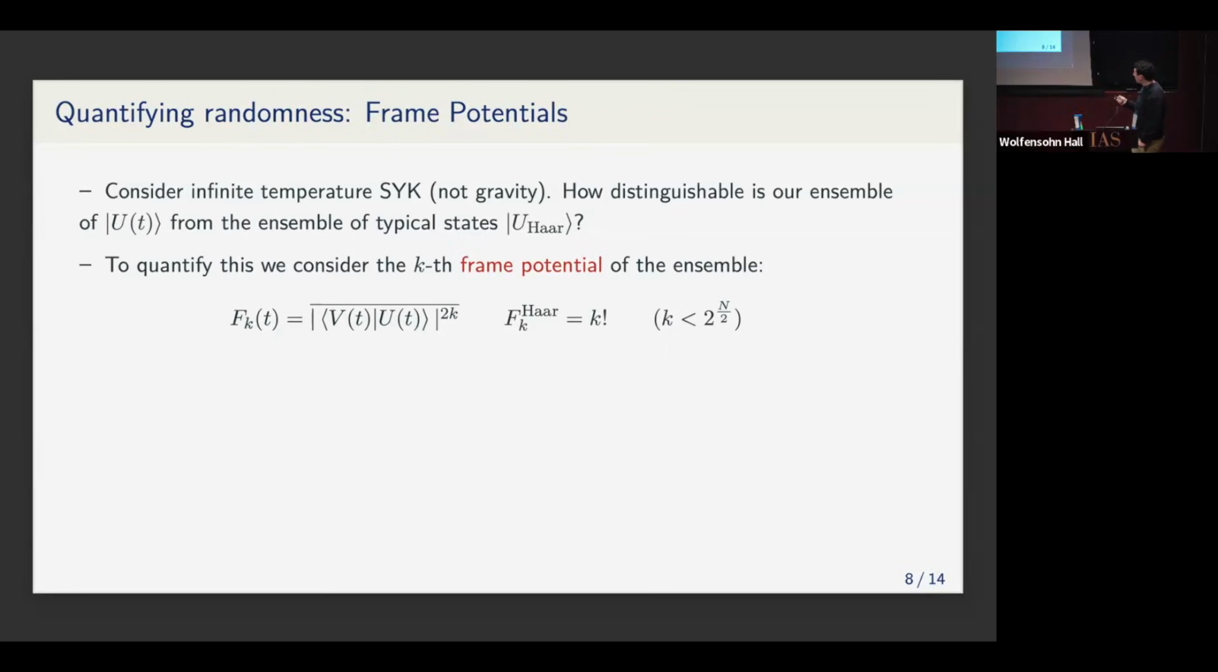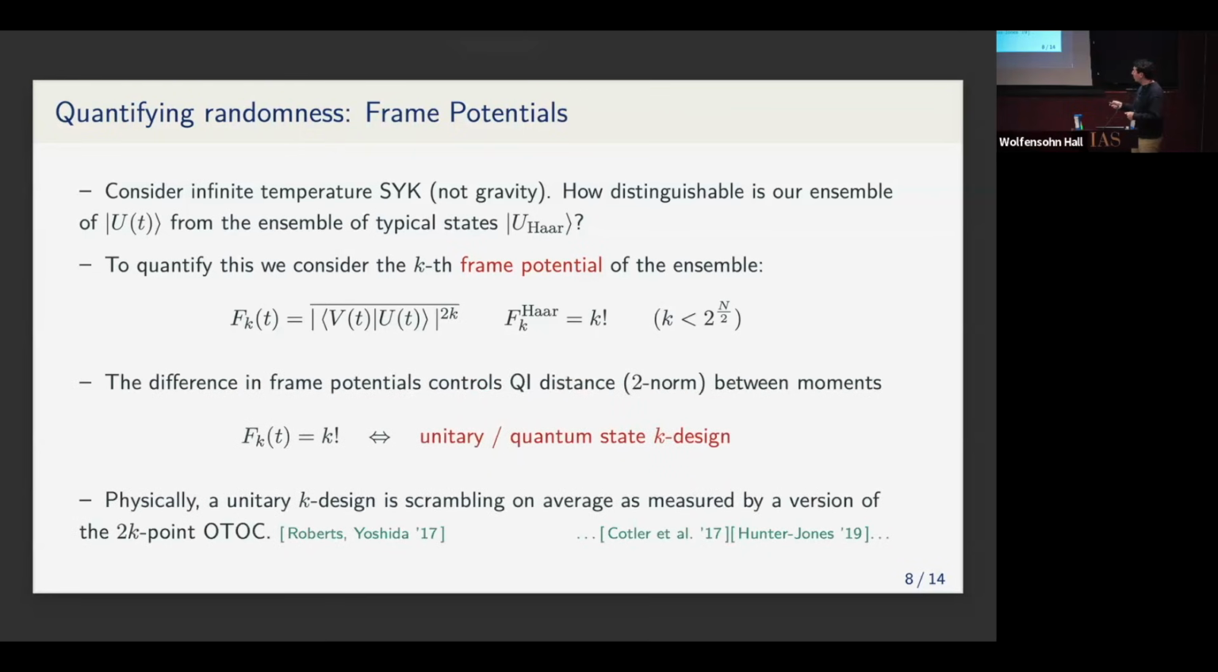For the Haar ensemble, the ensemble of random states, the value of this frame potential is k factorial for k smaller than the dimension. And this can be derived using techniques in Haar integration. Essentially, we will be interested in comparing these two numbers. The reason is that the difference in frame potential controls the quantum information distance, the two-norm distance, between the moments of these two ensembles. So if F_k of t is k factorial, that means that our ensemble of states is statistically indistinguishable from the random state ensemble up to the first k moments. Okay? So that has a name in quantum information. It's called a quantum state k-design.